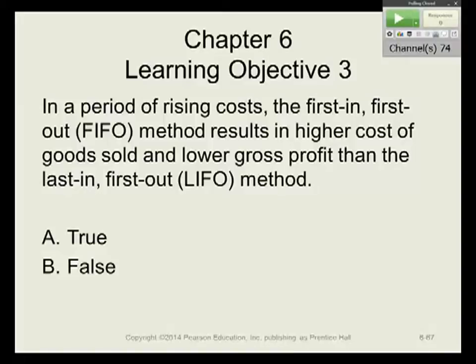Under the FIFO basis, the first ones in are the first ones to be sold. Those would be your oldest costs. So what I'm trying to do is build logic. We talked about this during office hours today. It's very logical. It just takes some practice and some thinking. Just repeat this to yourself that if you're looking at FIFO, the first goods in are the first ones I sell, and they have to be the oldest cost.